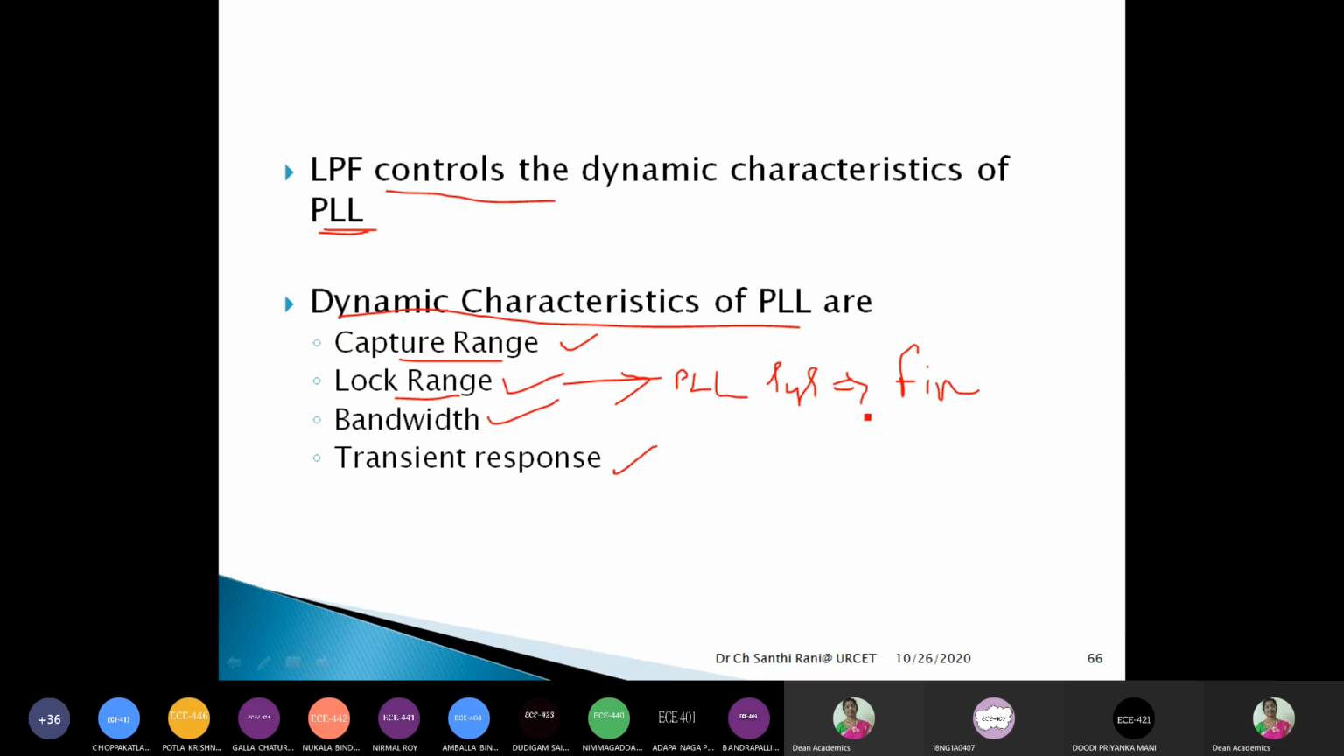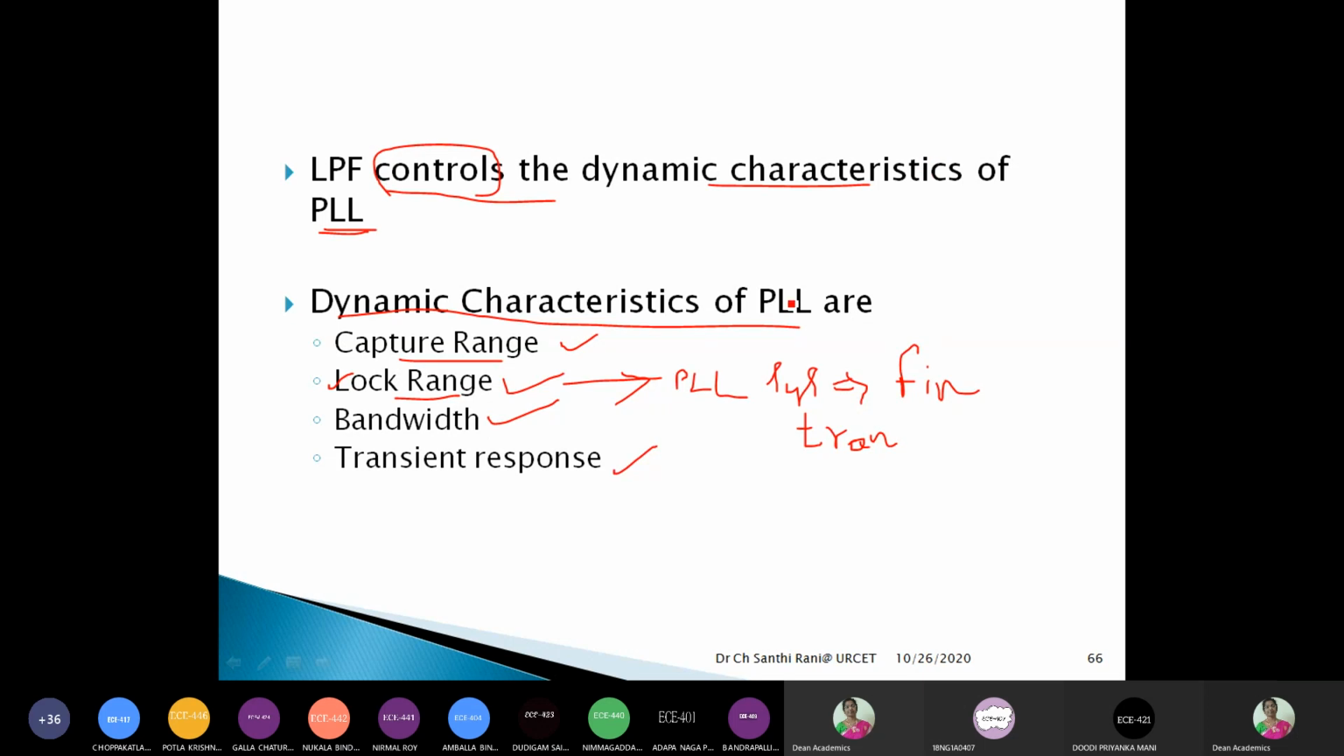Otherwise, we can say this is the tracking frequency. Therefore, the other name for this lock range is tracking range. The lock range is the range of frequencies for which the PLL system follows the changes in the input frequency. When the input frequency is changing, your PLL system is following those changes, that means it is tracking those changes. Therefore, this is also called tracking range. So lock range and capture range are controlled by our low pass filter.